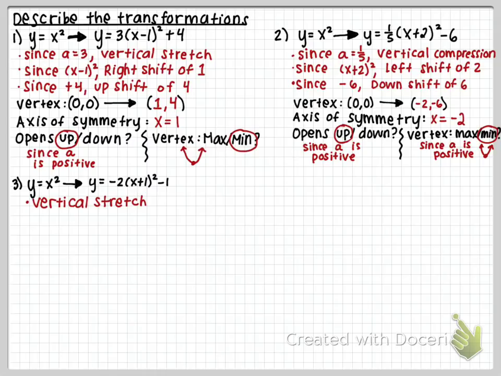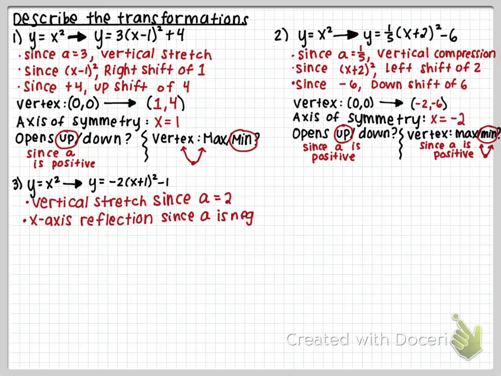So I'm going to actually write that because I didn't write that in, and I think that's important. Vertical stretch since A equals 2, right? Doesn't matter if it's negative. The negative comes in next. Watch this. It's an x-axis reflection since A is negative. Okay, that's really important.